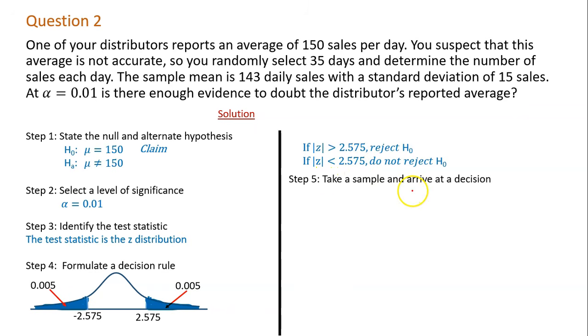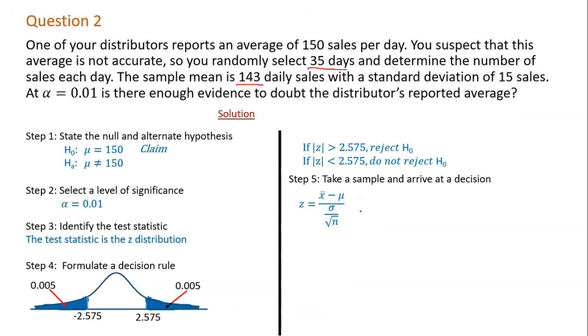So step 5, take a sample and arrive at a decision. We write the formula for z: z equals x bar minus mu divided by standard deviation over root n. Our x bar, the sample mean, is 143. Our mu is the population mean given in the hypothesis, which is 150. We have a sample standard deviation of 15, but the formula has the population standard deviation, so you replace it with s. The sample size is 35. We took a sample of 35 days.